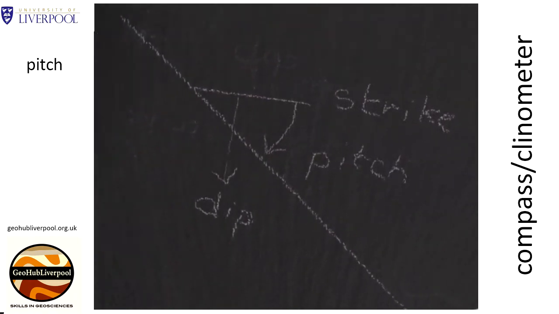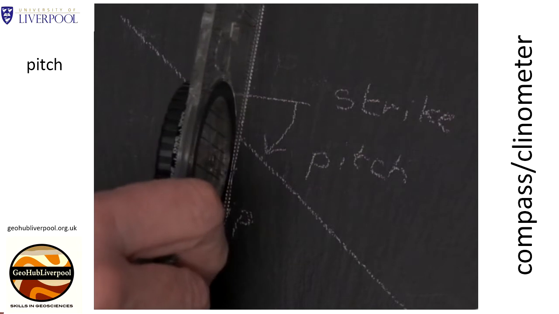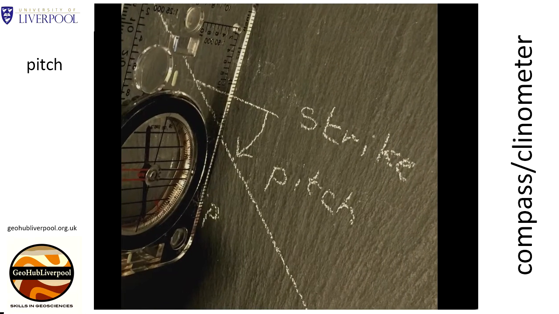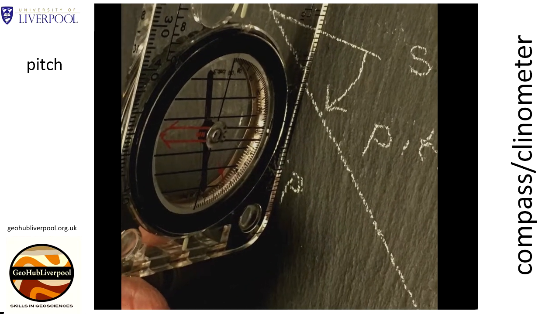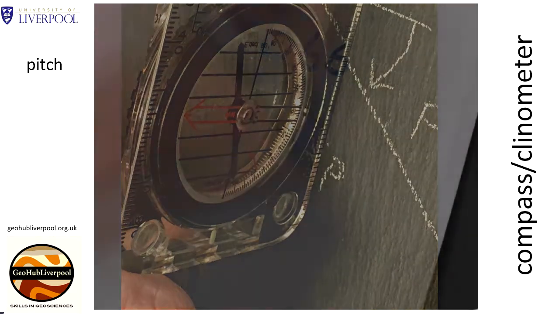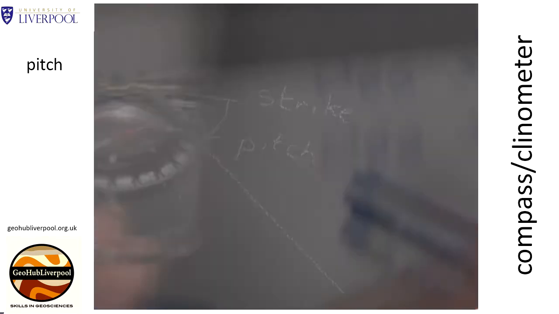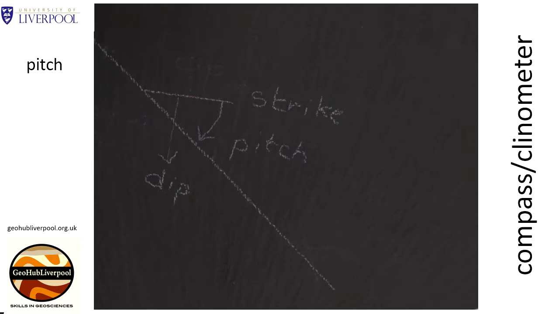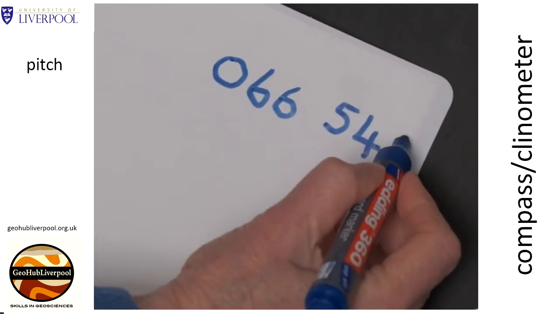Place the compass clinometer on the plane at right angles to the horizontal line, which shows the strike of the plane. Make sure that the plane of the compass clinometer is vertical. Shuffle it round and then read off the value shown by the clinometer needle. In this case, it's 54 degrees. Record this reading after the strike reading in your field notebook. The plane is generally dipping in this direction, which is to the south. In your field notebook, record this direction after the dip reading.